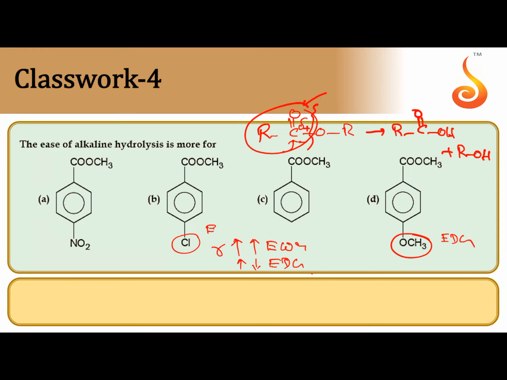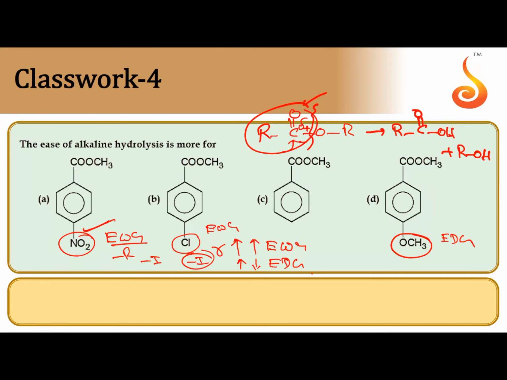Chlorine is an electron withdrawing group. NO2 is also an electron withdrawing group, but the electron withdrawing nature is more for NO2. NO2 is a very, very strong electron withdrawing group because it withdraws by the minus R effect as well as the minus I effect. But chlorine acts as an electron withdrawing group only by the minus I effect. It cannot show the minus R effect; it shows a plus R effect. That's why NO2 is the strongest electron withdrawing group among these three. So NO2 can make this ester undergo hydrolysis easily. Answer is A.